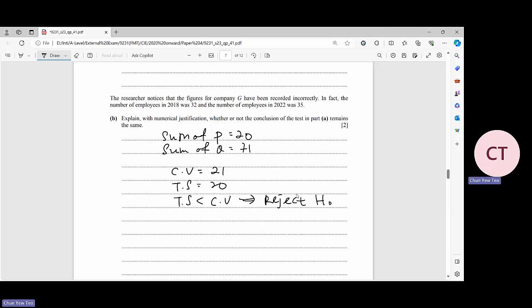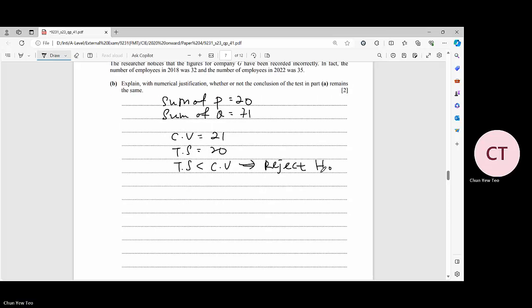Okay, so we need to explain with numerical justification whether or not the conclusion of the test in part A remains the same. It's not the same anymore. Okay, so we just say that therefore there is a change in conclusion. Okay, just mention like this will do. That is the answer for the part B. Okay.